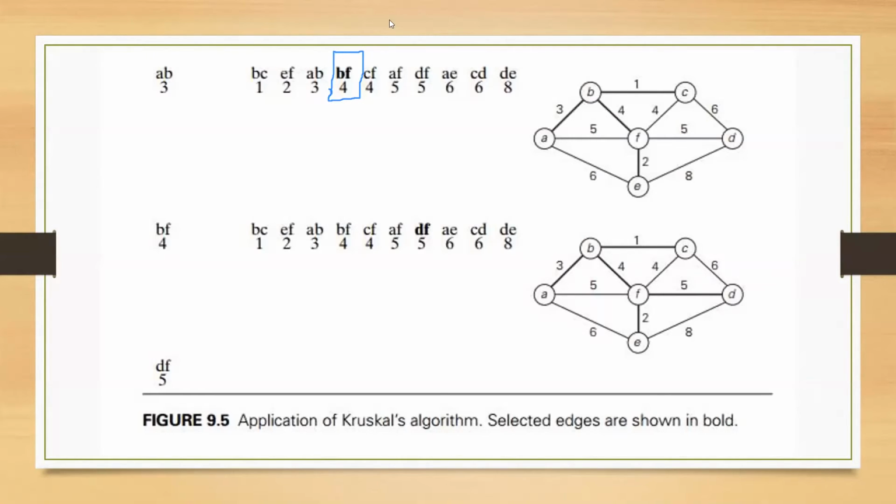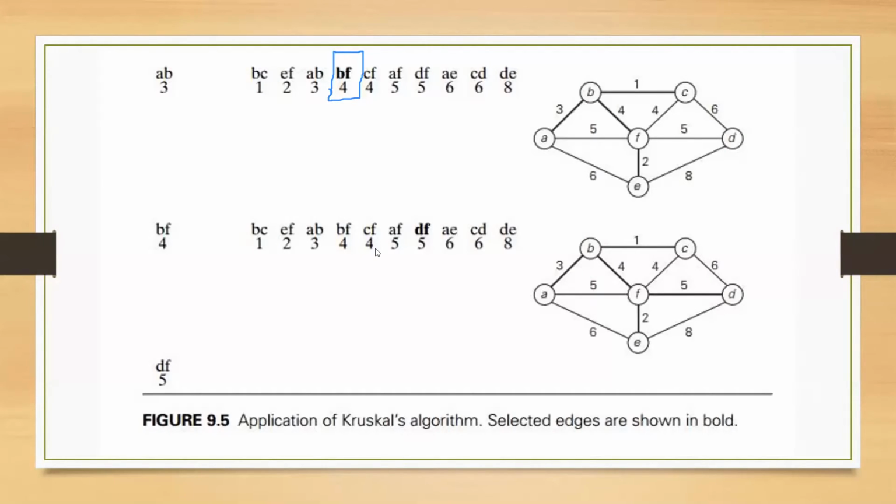Now come to this last step. We have chosen this edge BF. It is written to the left hand column. It is included in the left hand column, tree edges. Now, in the previous step, we have chosen BF. Next one is CF. CF, we have to consider CF.